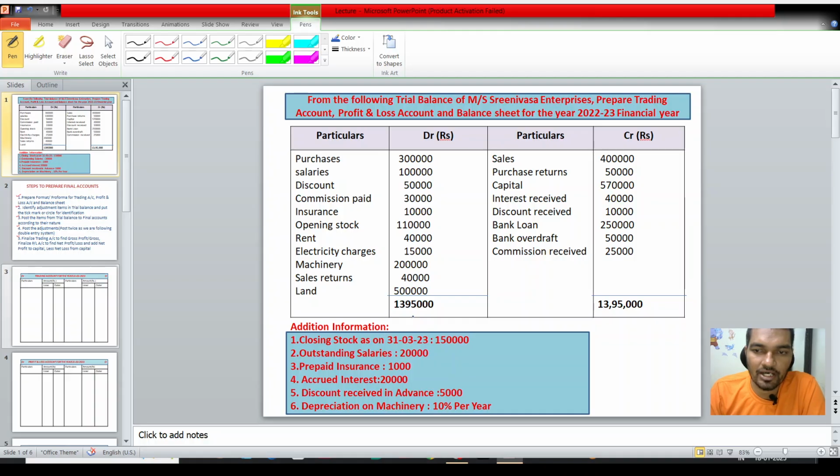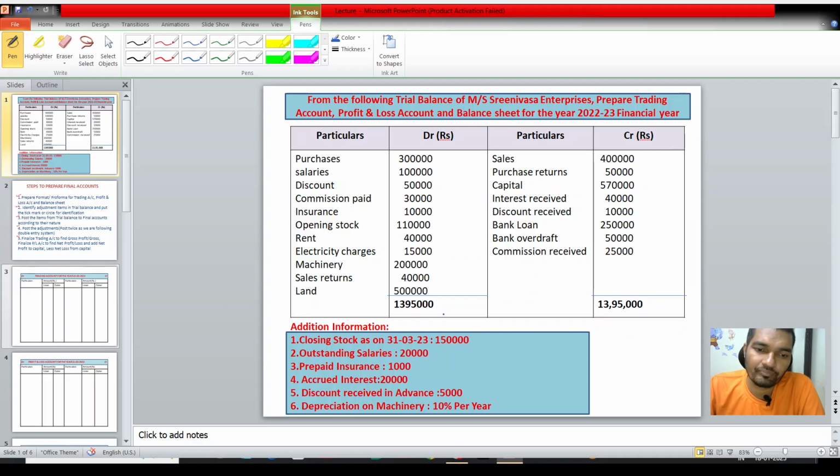Sometimes a 31st March 2023 stock means closing stock, the stock at the end of the time period. Any stock given at the end of the financial year or calendar year will be considered closing stock. We need not identify this stock in the trial balance. We need to show the closing stock in two places. First, the trading account credit side. Second, the balance sheet asset side.